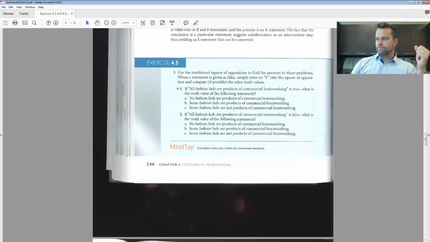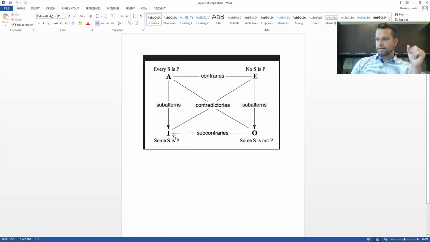All right, some fashion fads are products of commercial brainwashing. Some FRP. What type of statement is that? That is the I form. Some FRP. We know that we are given initially that A is false. So what is the truth value of this? That is also undetermined. In the traditional square of opposition, truth flows down. Falsity does not flow down from an A to an I statement. And so here, this is also undetermined.